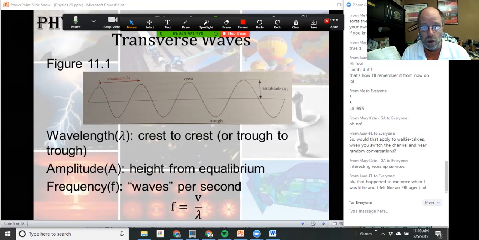So as your wavelength increases or decreases, if the speed stays the same, your frequency will change. So for instance, if we think about radio stations, radio waves all travel at the same speed. How do you get different radio stations on your radio? Well, you change the dial to a different frequency.